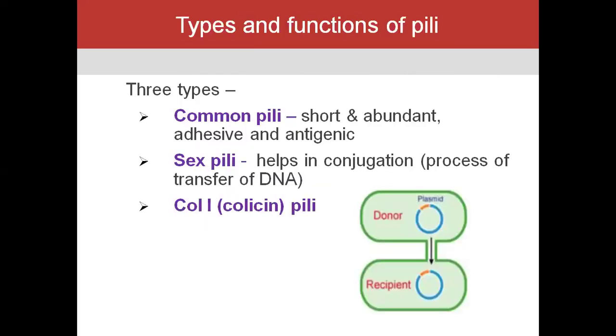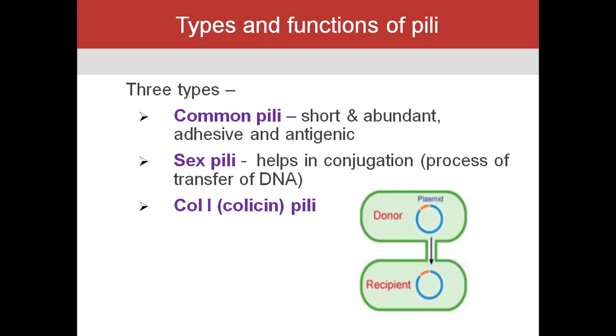Next, types and functions of pili. Pili are of three types. The first is common pili, the second is sex pili, and the third is colon pili or colicin pili. Common pili are short and abundant in number. They are adhesive and antigenic. They are helpful for attachment and they act as antigenic determinants.